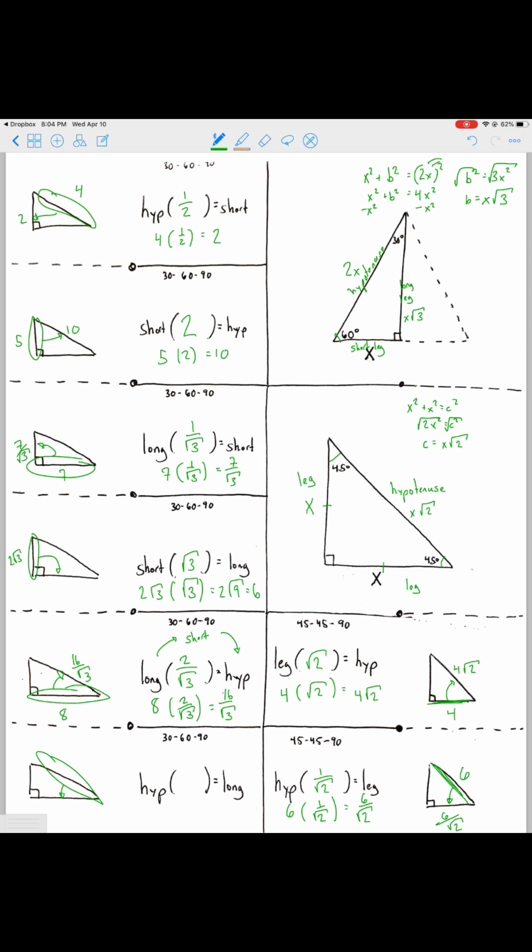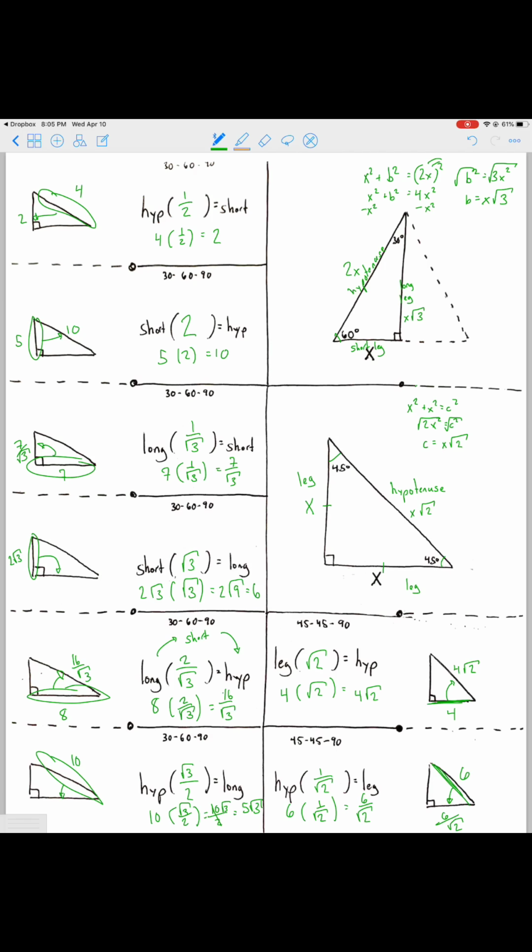So in reverse order, if we have the hypotenuse and we want to go to the long, we would need to flip that fraction, so square root 3 over 2. So for example, if we start off with 10 as the hypotenuse, we multiply that by square root of 3 over 2. So we get 10 times the square root of 3 over 2, but we can reduce that down to 5 square root of 3.